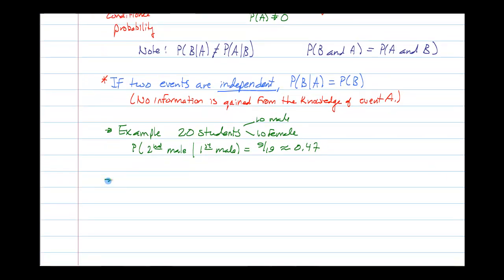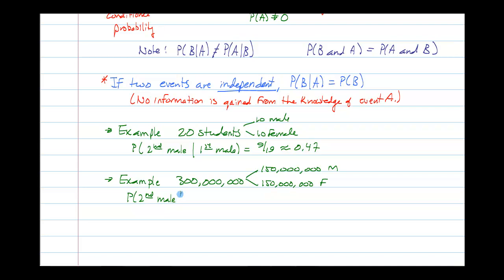Now for our other example, when we had the entire population of the U.S. and we had 300 million people that we considered, and then we split it off into 150 million male and 150 million female, the probability that the second person selected was a male given the first was a male really had no influence or no effect here. It was still about 50% or half.